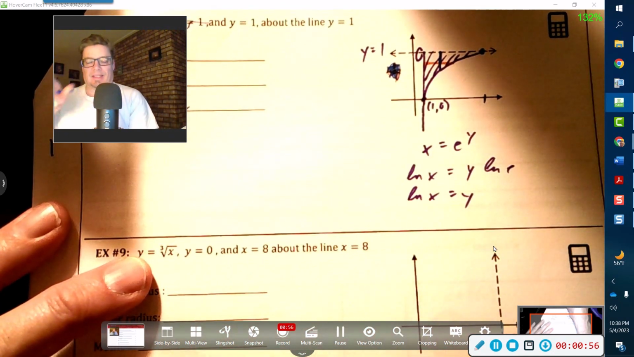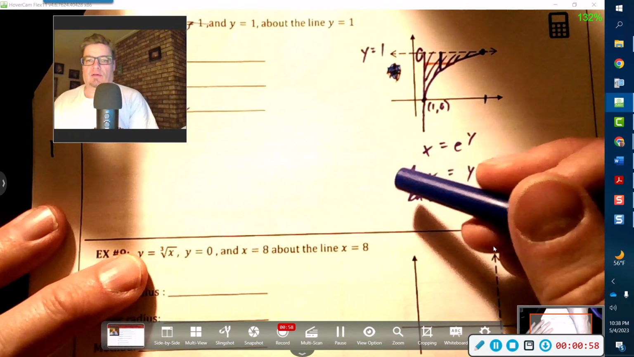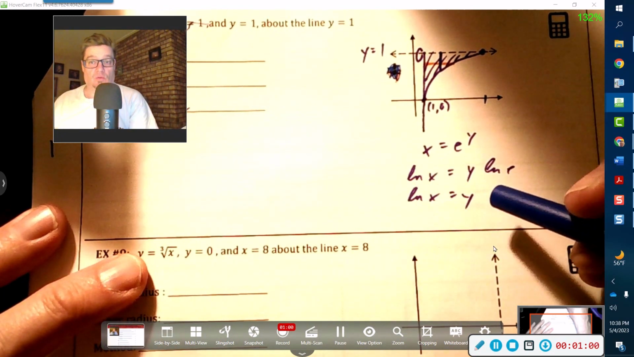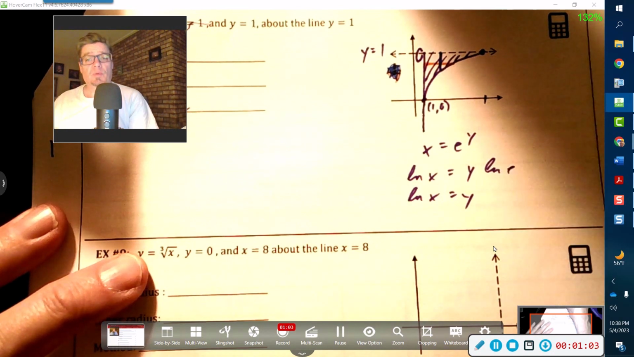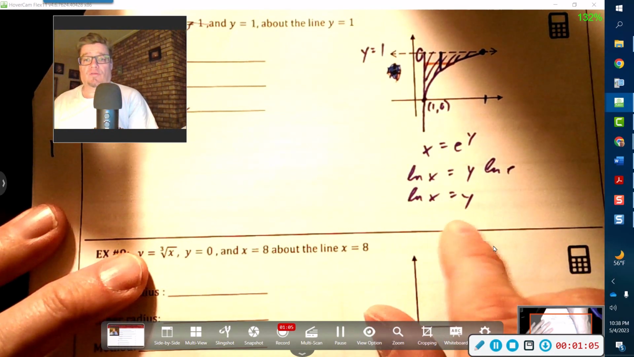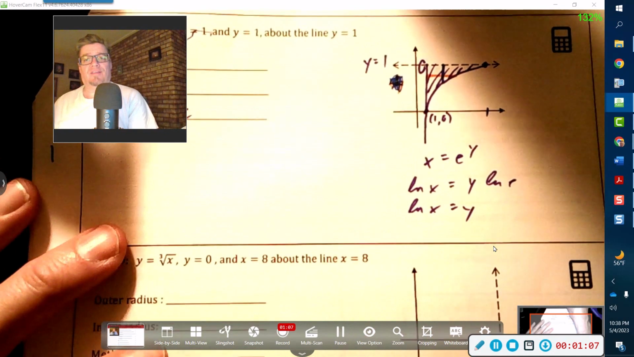I have to take the ln of both sides, and when I do that, I'll get the ln of x equals y times the ln of e. We know the ln of e is just 1, so therefore y equals ln of x. Now the ln of x looks like this.